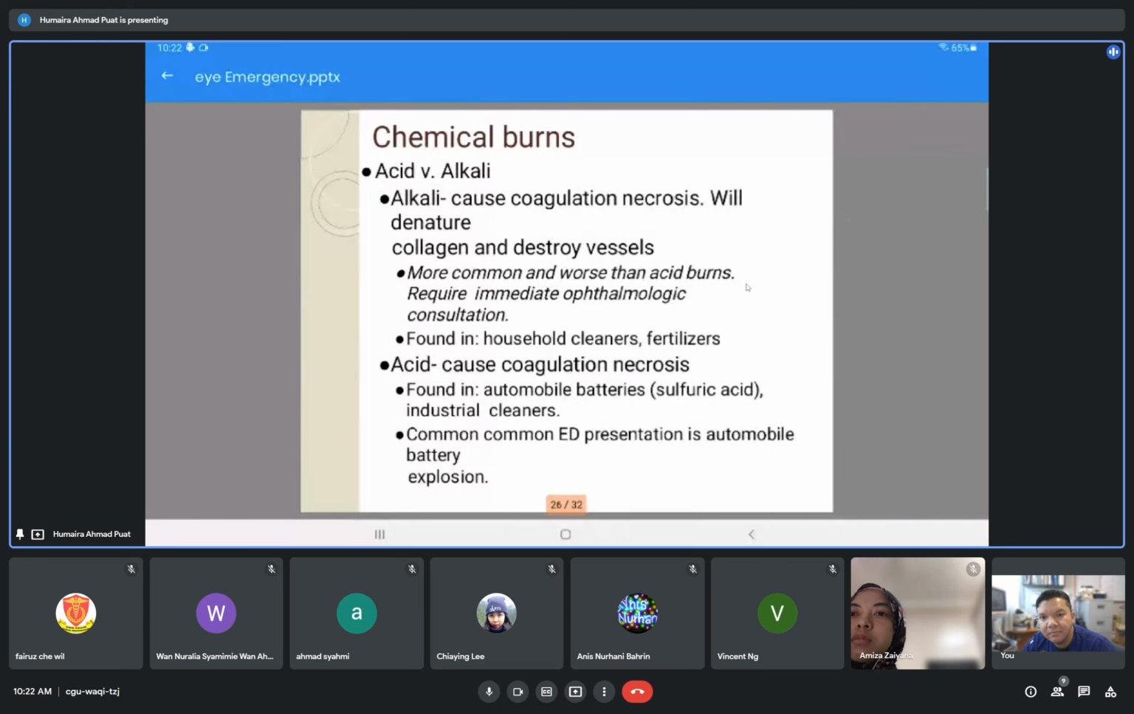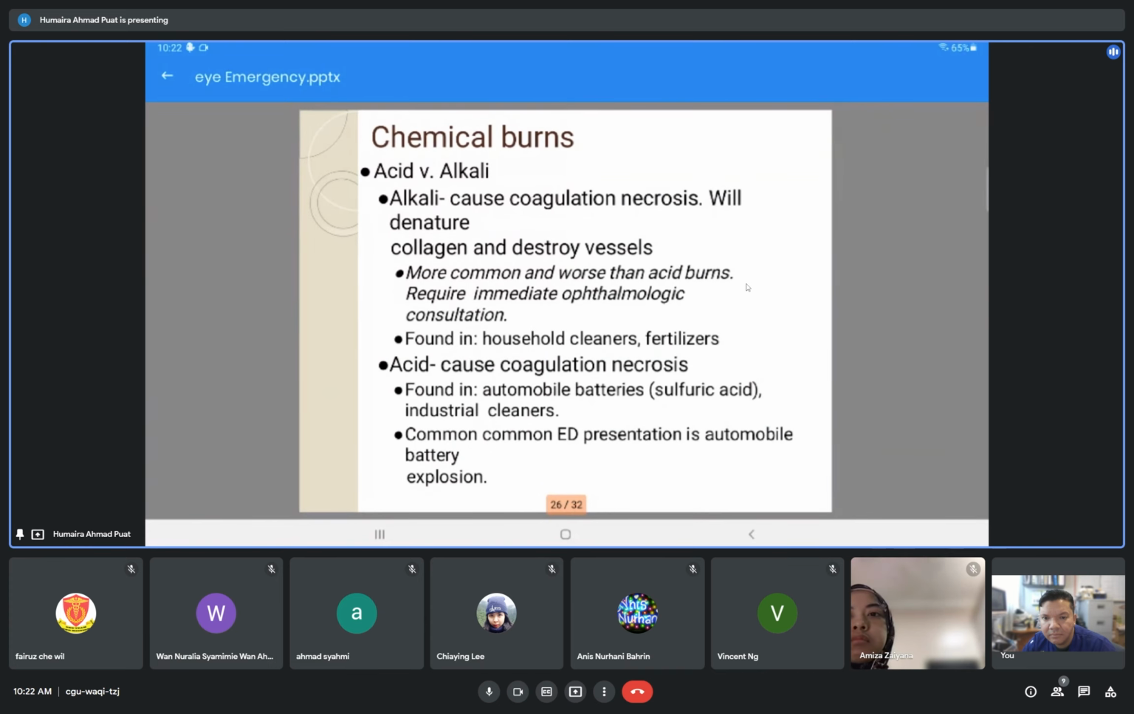If the conjunctiva and cornea appear white, it is a sign of severe burn. Chemical burns can be acid or alkali. Usually alkali is worse compared to acid. Alkali burns are usually caused by household cleaners and fertilizer, while acid can be found in batteries and industrial cleaners.